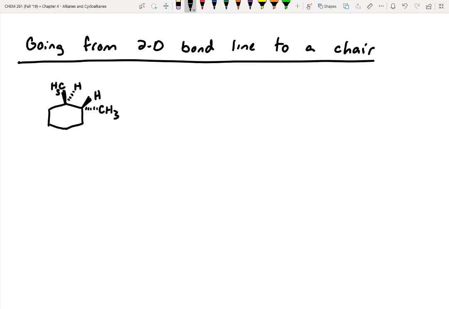So let's try to name this first. What would this molecule be named?